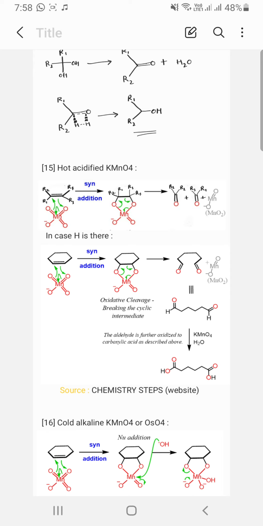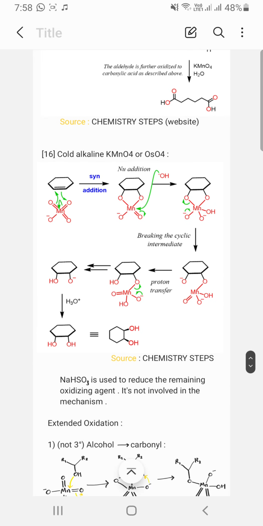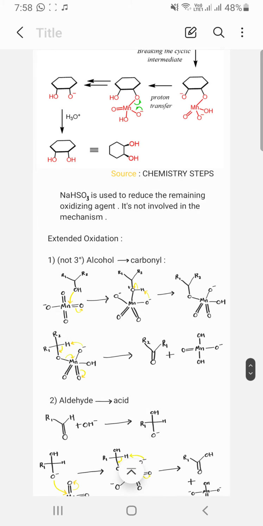So hot acidified KMnO4 does a similar thing as ozonolysis. In case H is there, this does that, and then further oxidizes to acids. But cold alkaline KMnO4 creates these diols. So yeah, fine. And NaHSO3 is used to reduce the remaining oxidizing agent. It's not always involved in the mechanism.